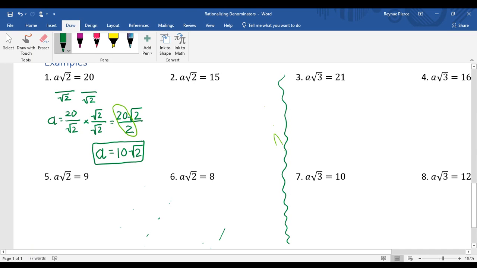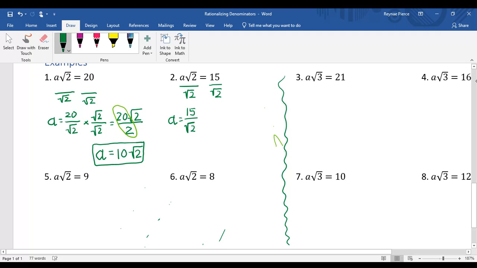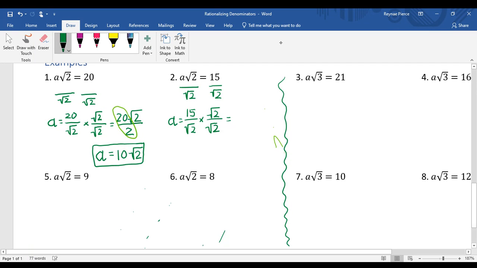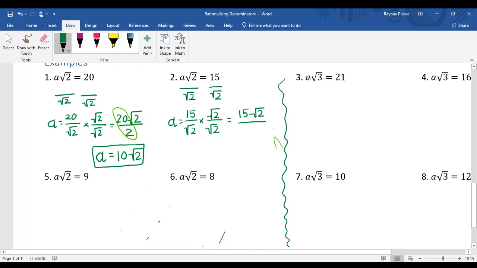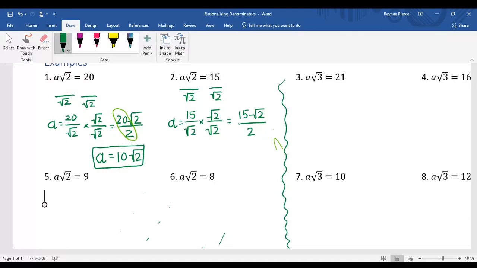Okay. In number 2, again, we're going to start by dividing by the square root of 2. To get the radical out of the denominator, we multiply by the square root of 2 over the square root of 2. In the numerator, we just multiply straight across, so we throw those two things together. In the denominator, we have 2.